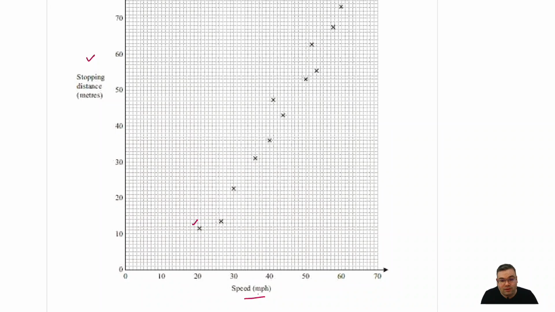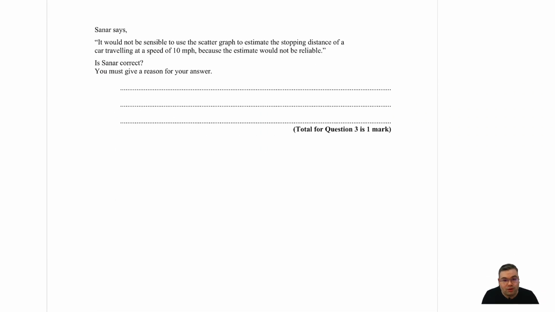Now let us see what is asked in the question. So now this is the question. Sonal says it would not be sensible to use the scatter graph to estimate the stopping distance of a car traveling at a speed of 10 miles per hour because the estimate would not be reliable, right? So is Sonal correct?